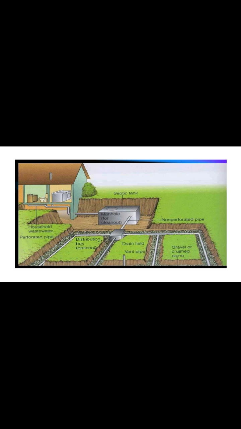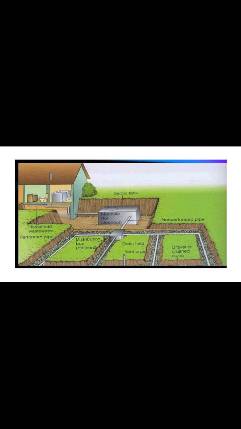Here in the septic tank, a manhole is provided for clean out. Inside the septic tank are two chambers: first the grit chamber and second the anaerobic chamber. Also, pipes connect the septic tank to the soil strata for drainage of effluents through drain pipes. The drain field distribution box is also optionally provided. Drain field pipes are also provided for venting gases.